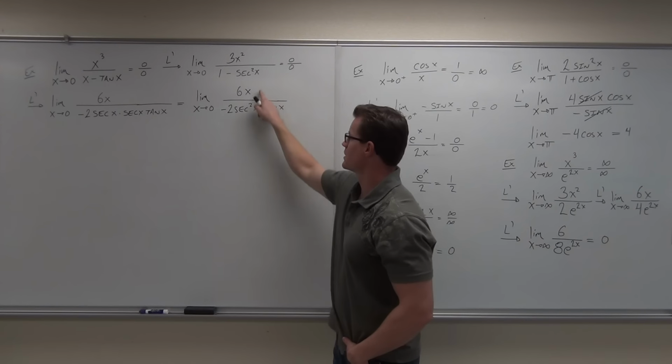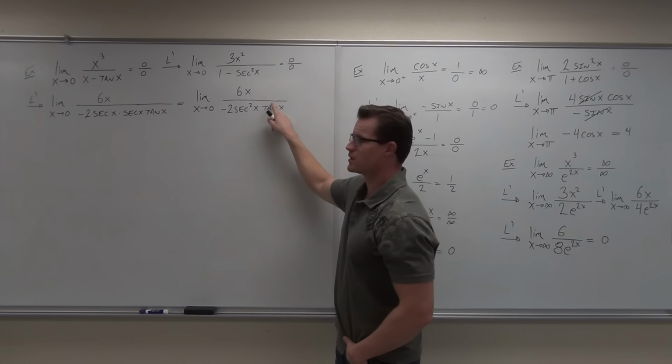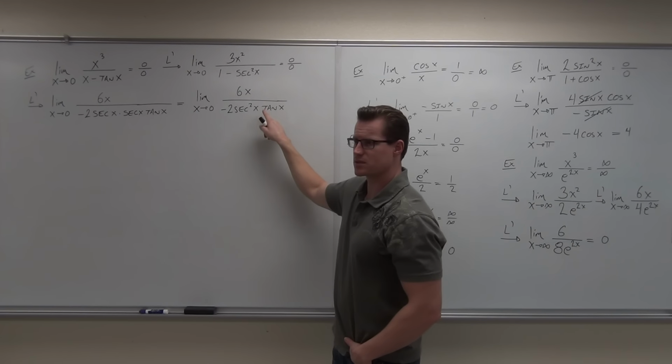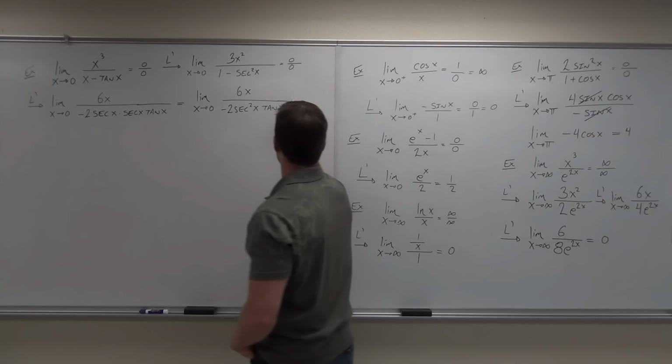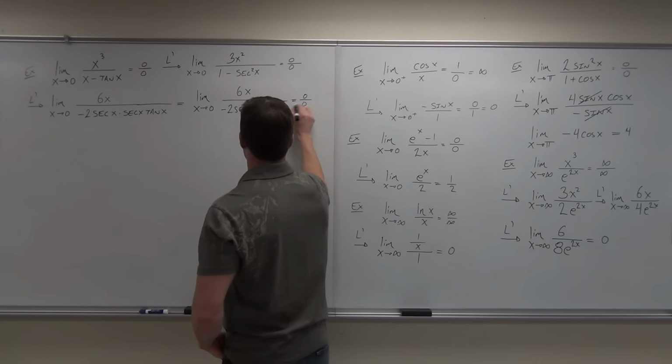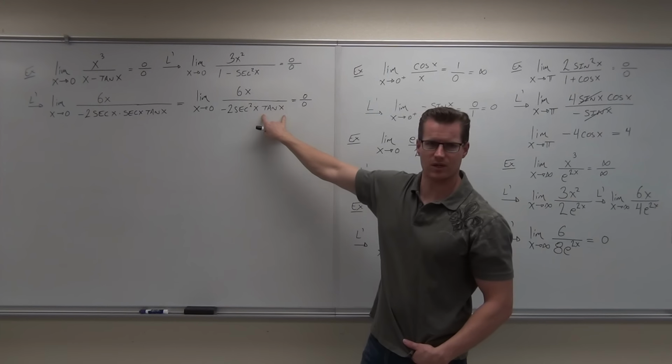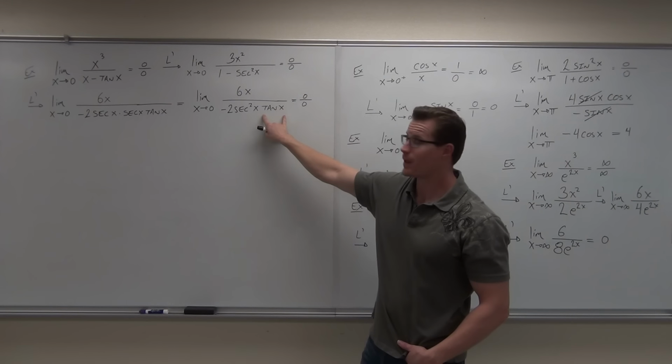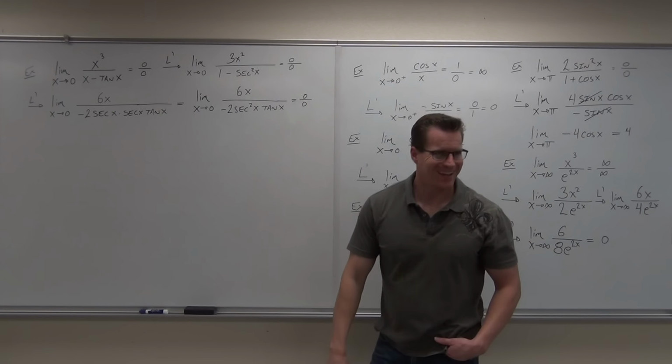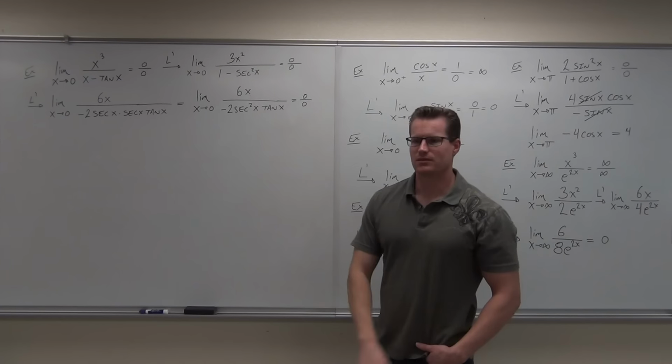I don't even care what this is. This is 0, this is, is it undefined? Tangent of 0 is 0. So I don't even care what this is, because this part is 0. Is that clear for you? Yeah. So 0 over 0. Tangent of 0 is 0. What do you do now? Again. Yay! Go ahead. Do another L'Hopital.